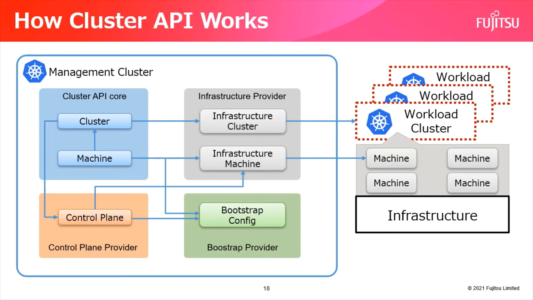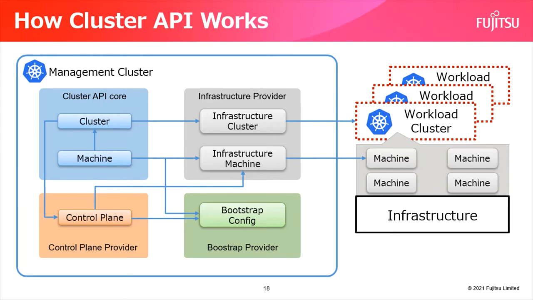The infrastructure cluster object here contains the underlying network information for this cluster. This is information the provider requested and got from the infrastructure, for example, the address of the Kubernetes API endpoint. The infrastructure machine object then has the necessary information for specifying a machine, like OS image, hardware spec, etc. And the control plane object represents the control plane for a cluster. The bootstrap config object contains the configuration needed by the bootstrap provider to boot a machine into a Kubernetes node.